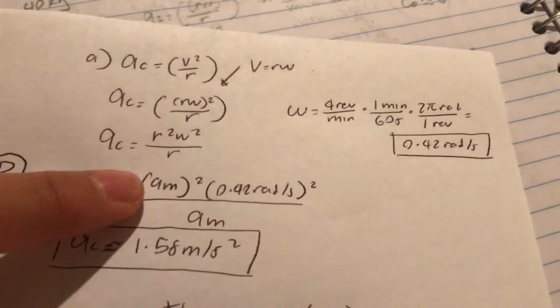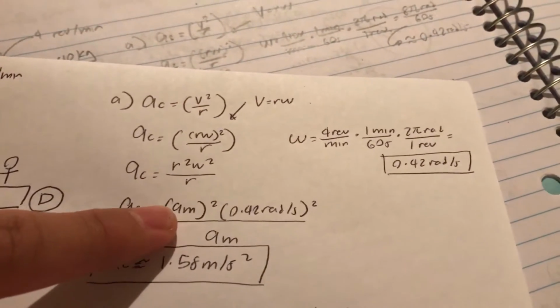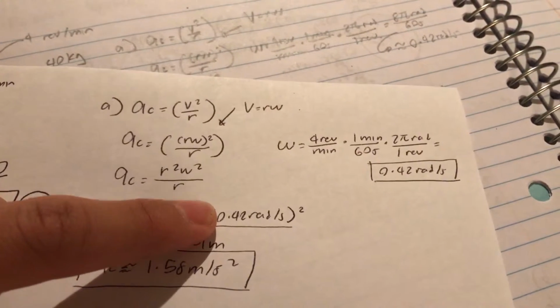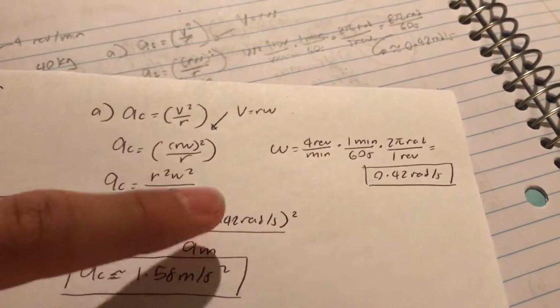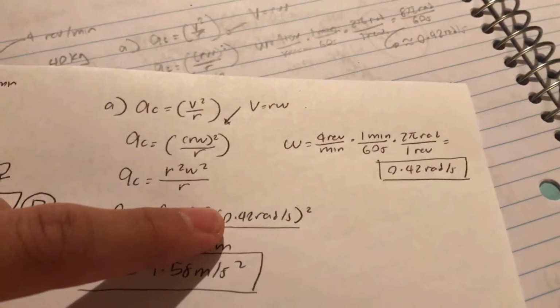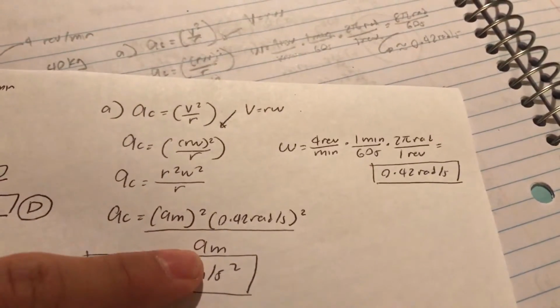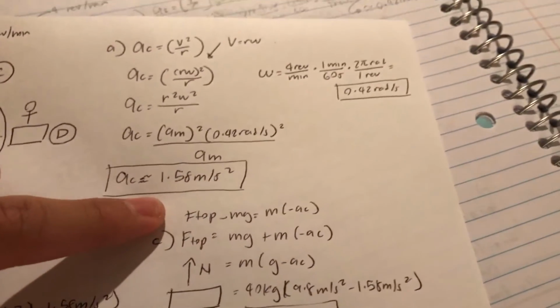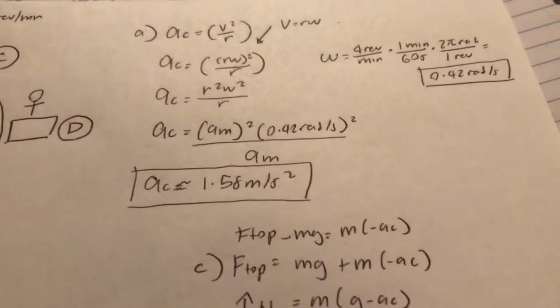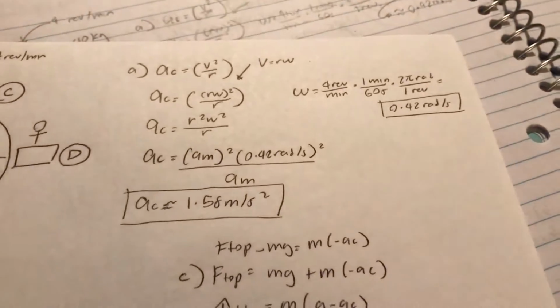per second. So I just substituted the radius, which is 9 meters, and our converted omega, which is 0.42 radians per second, and divided it by a radius, and I got 1.58 meters per second squared. So we know that that is our centripetal acceleration.